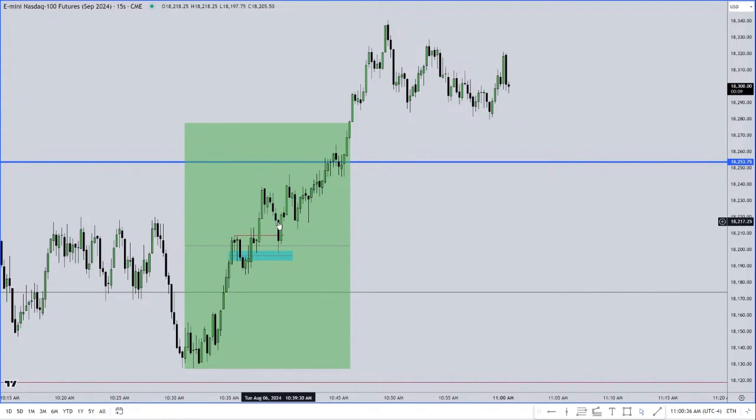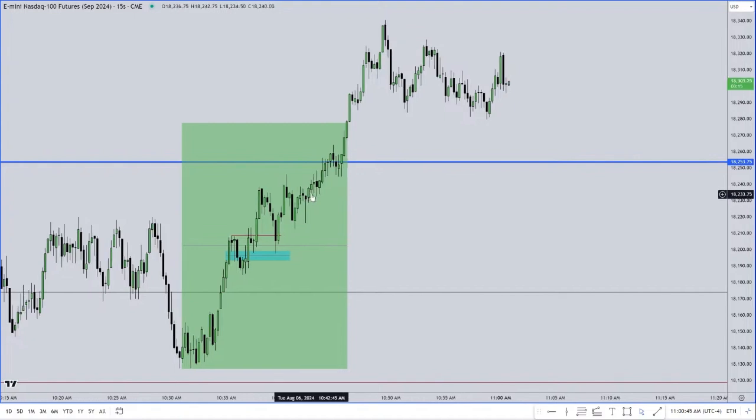Suppose we had missed this entry, then on the 15-second we have another long here, and then this small FVG here. Smaller time frames provide more opportunities. It does not mean that we should start just trading on the 15-second chart. We need context in the narrative with it.